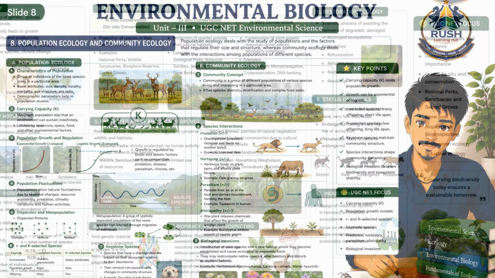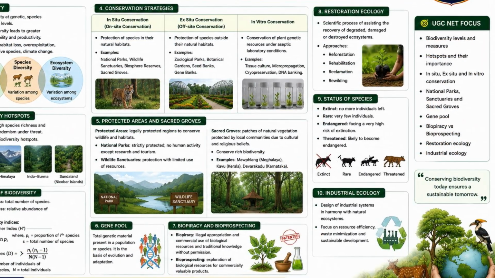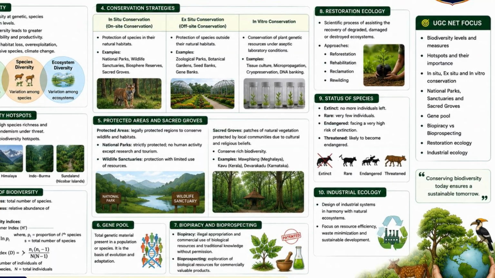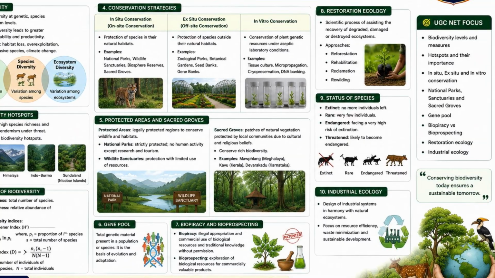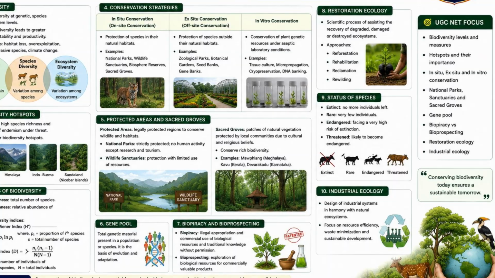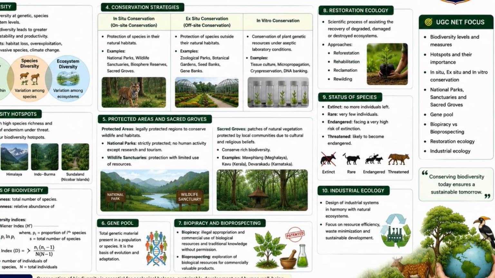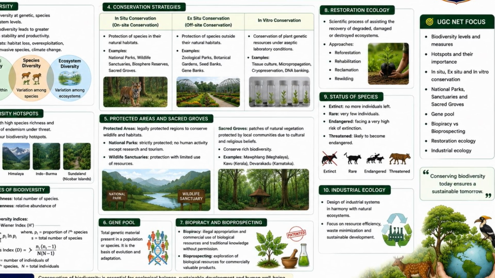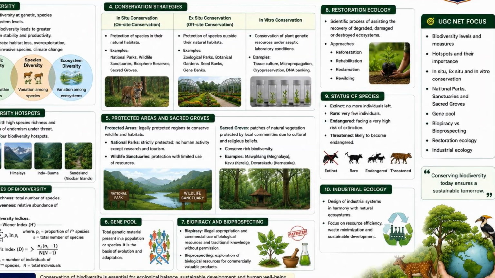Now, let us discuss biodiversity and its conservation, one of the most important and frequently asked topics in UGC NET Environmental Science. Biodiversity refers to the variety and variability of life forms present on Earth. It encompasses diversity at three different levels, namely genetic diversity, species diversity, and ecosystem diversity.